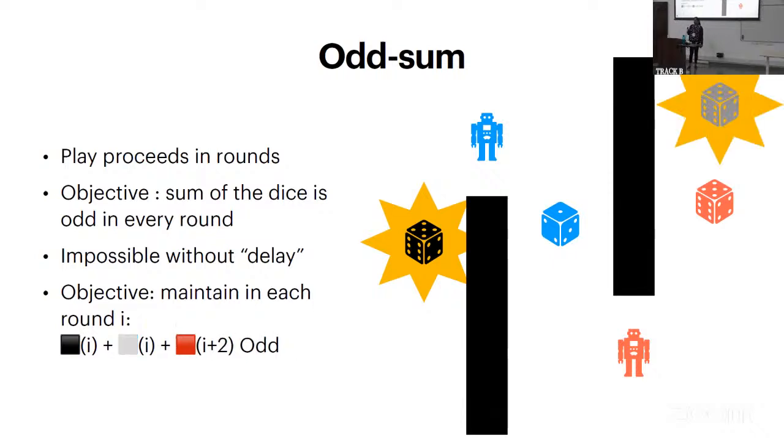Let's just say that there are two environment placements now. One is this black dice and one is this gray dice. The environment will throw these two, and the objective now is to make sure that the black plus gray plus red two rounds later is odd. Why do I want this two rounds later? Because somehow the value or some information about this needs to be propagated to the red player, and that needs this delay.